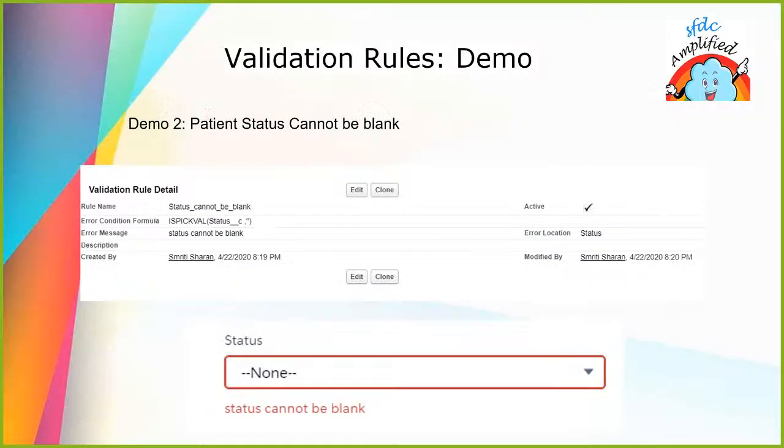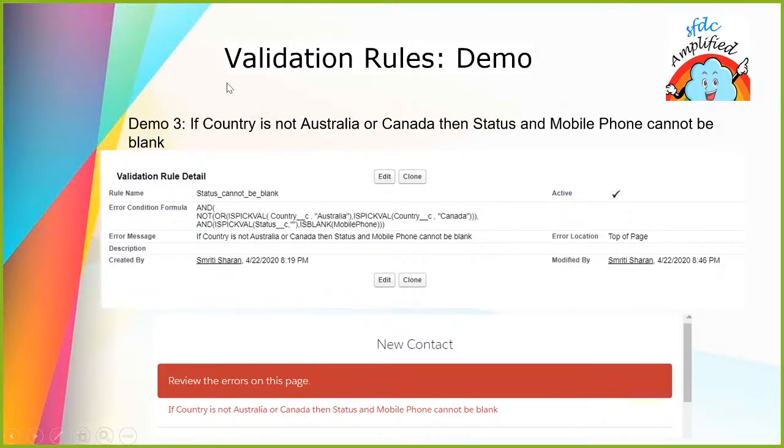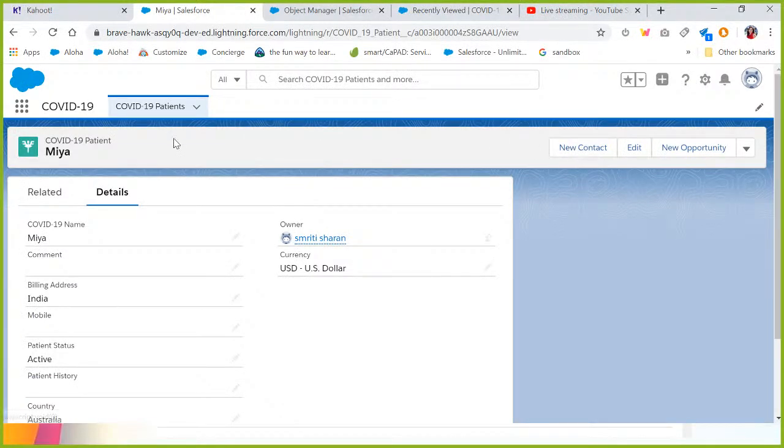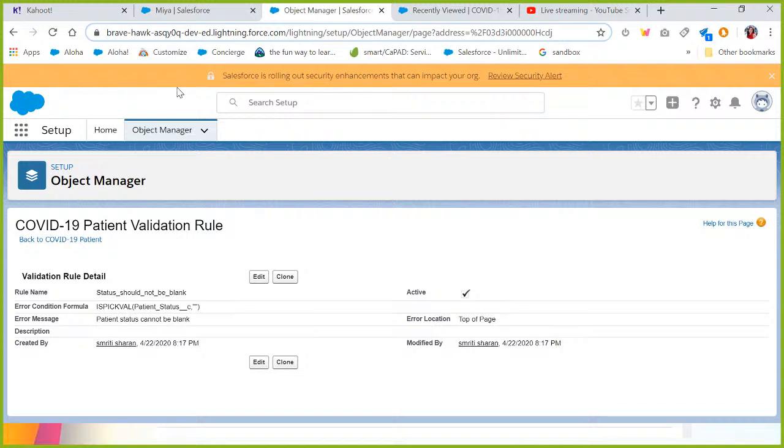Now let's go back. So we have completed demo 2. Now let's go a little more deeper. So this time we have created a couple of countries and status. So let's utilize it. The scenario is that if country is not Australia or Canada, then the status and mobile phone cannot be blank. Now here we will be using a lot of our knowledge about how this works. So let's see. I simply go to Object Manager.